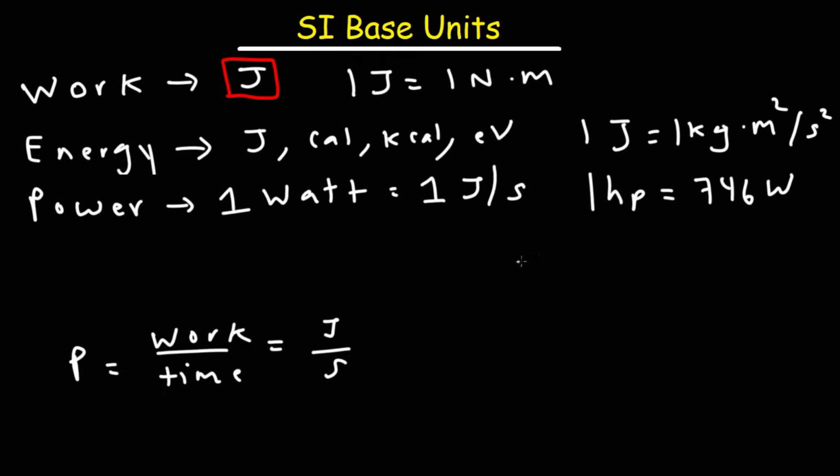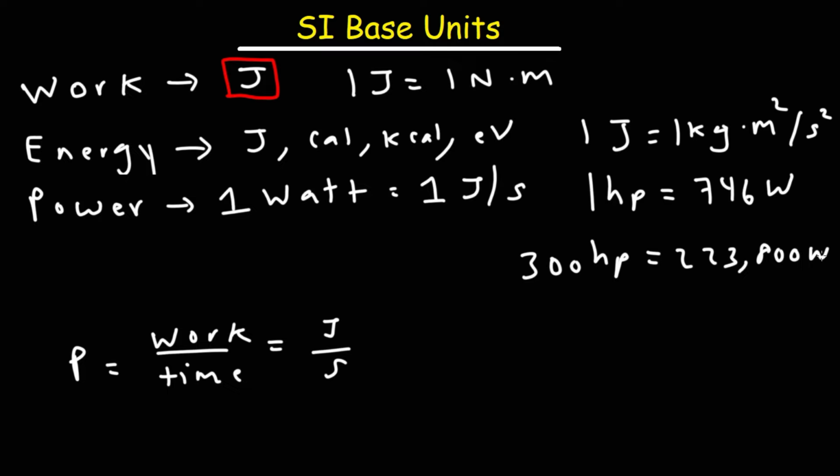So let's say you have a car that has an engine that can generate 300 horsepower. If you multiply that by 746, that's 223,800 watts. So this car, with an engine of 300 horsepower, can transfer 223,800 joules every second. That means in 10 seconds, it could transfer 2.2 million joules of energy.